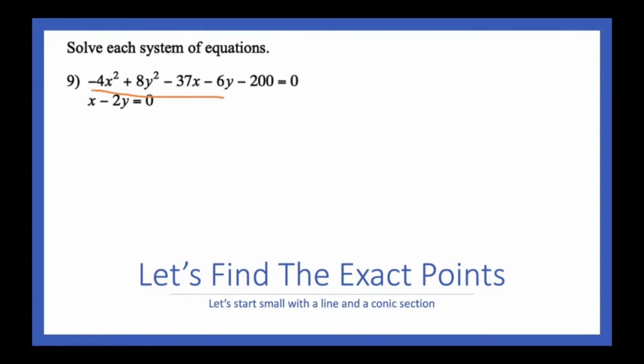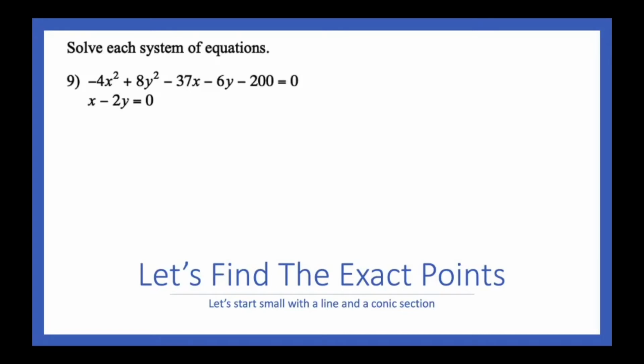The question you might be asking is, what kind of conic section is that? Well, we have both squareds, so it can't be a parabola. It has to either be a circle, ellipse, or hyperbola. But one of them is negative, so it has to be a hyperbola. So we're going to find where a hyperbola and a line cross.